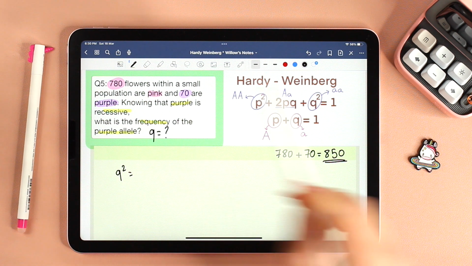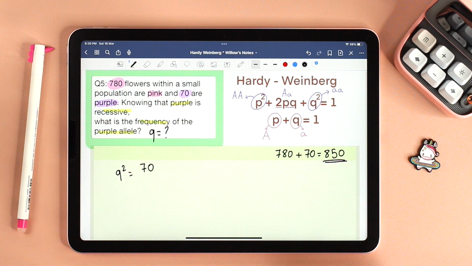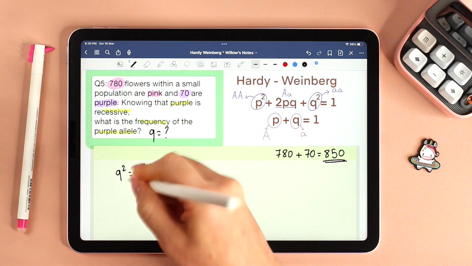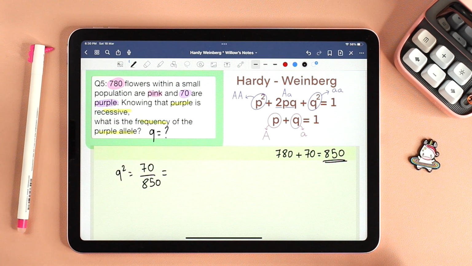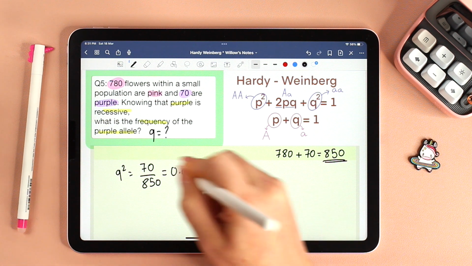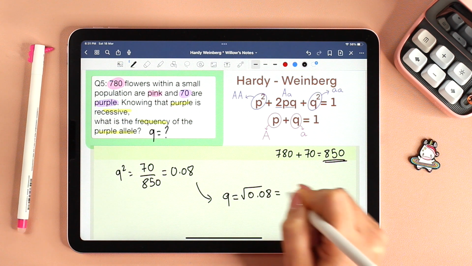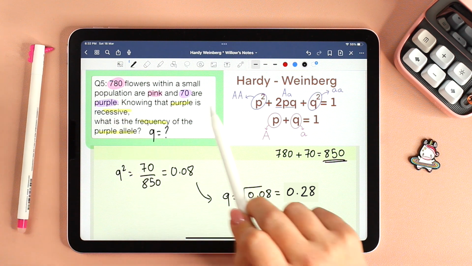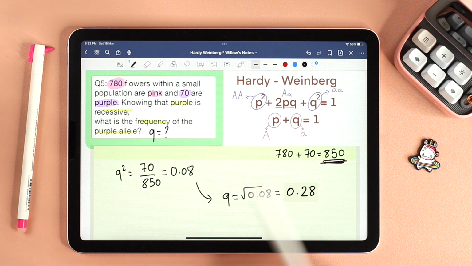So there are 70 flowers that are purple, but 70 out of 850. So that's the value of Q square. And that's equal to 0.08. Once we have Q square, all we need to do is find Q, which is equal to the square root of 0.08. So the take-home message of this question is that if you don't have the frequencies as a given, you can find them. All you need to do is find the total number of individuals, and then you can find Q square.